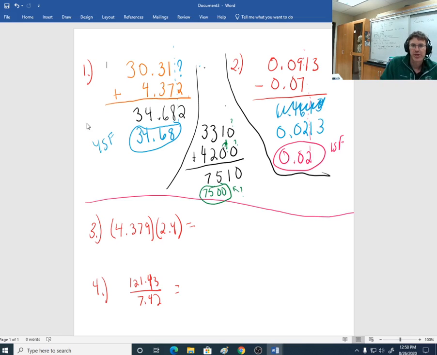Now let's go to multiplication and division. Multiplication and division have a separate rule, completely separate. You must separate it in your mind, that they are two different rule sets. I'm going to multiply this on the calculator, and this is 10.5096. Okay, and I'll do the bottom one, 21.43 divided by 7.42.